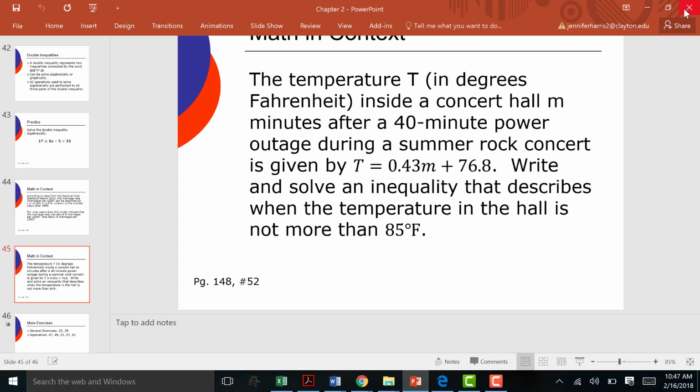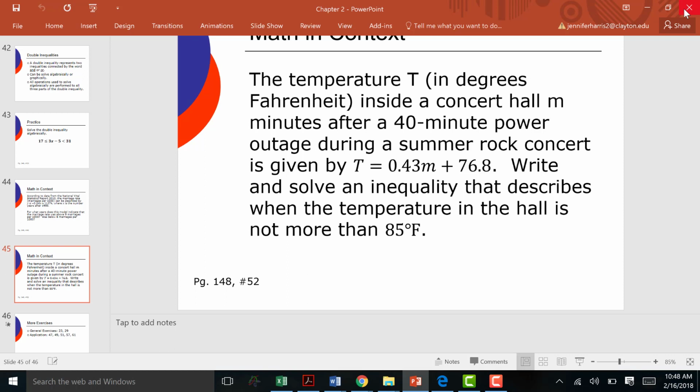Alrighty, so let's see if we understand what we just figured out. Write and solve the inequality. We wrote the inequality, then we solved it, and it describes the temperature in the hall when the temperature in the hall is not more than 85 degrees. We're trying to keep it so that y'all ain't about to burn up in the hall. So we want to watch it and see when it's not more than 85 degrees. When is that? 19 minutes. 19 minutes when? After the 40 minutes has already passed by.